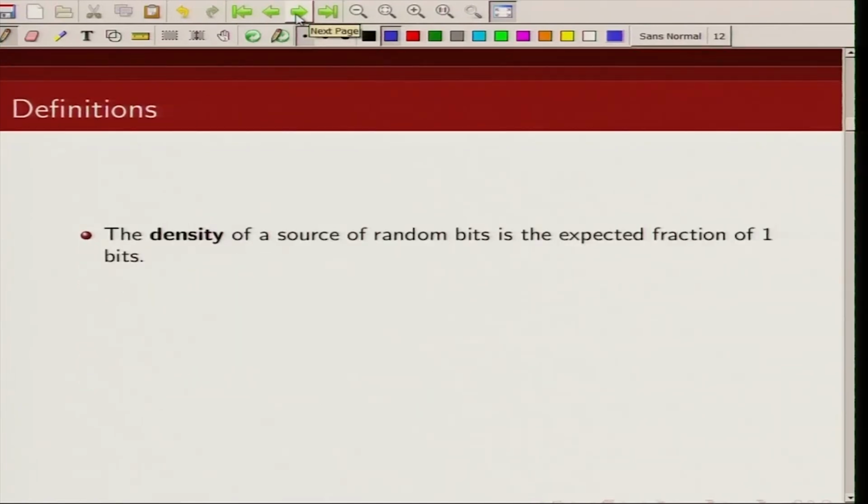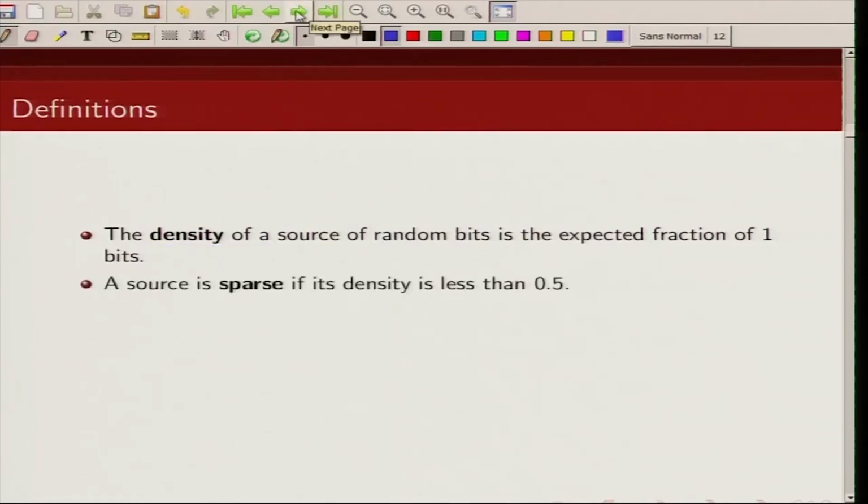So, what do we mean by low density? We will first define what we mean by density. The density of a source is basically the expected number of ones in the source. Now, when is it low density? A source is low density or sparse if the density of 1 is less than 0.5.